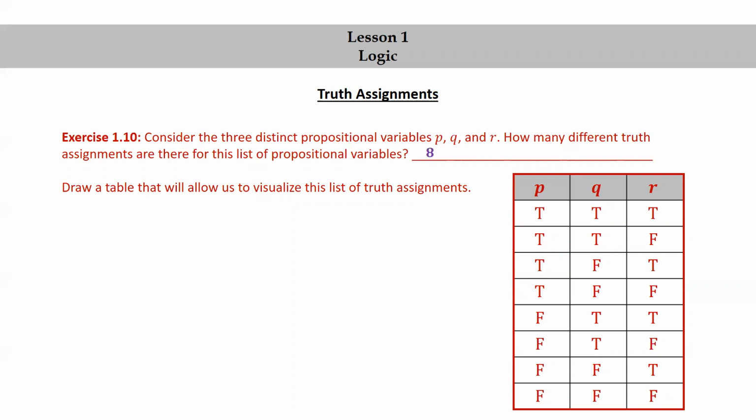There's one other way we could generate this table that might seem a little easier, and that's to notice that in the first column, we have 4 trues followed by 4 falses. Then in the second column, we alternate 2 trues, 2 falses, 2 trues, 2 falses. And then in the last column, we alternate true, false, true, false, true, false, true, false, and we're done.